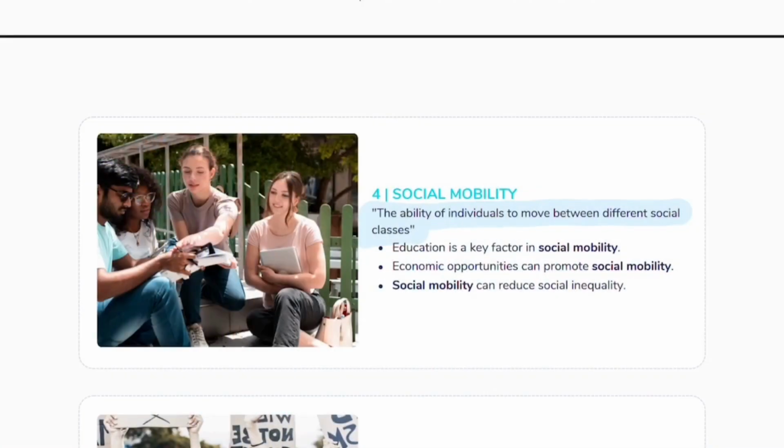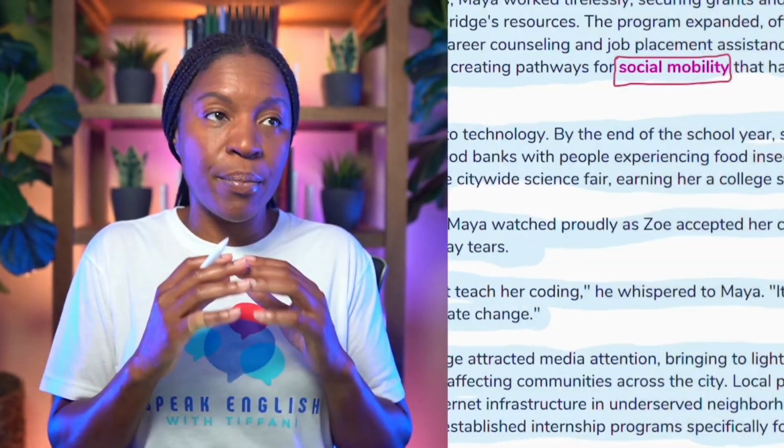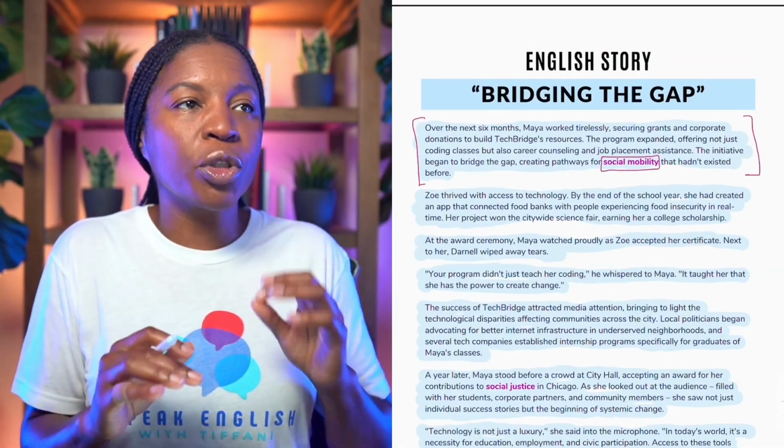Again, social mobility. Here are some example sentences. The first one, education is a key factor in social mobility. Next, economic opportunities can promote social mobility. And finally, social mobility can reduce social inequality. So now we understand social mobility. Let's check out that passage again from the story, using the term social mobility.